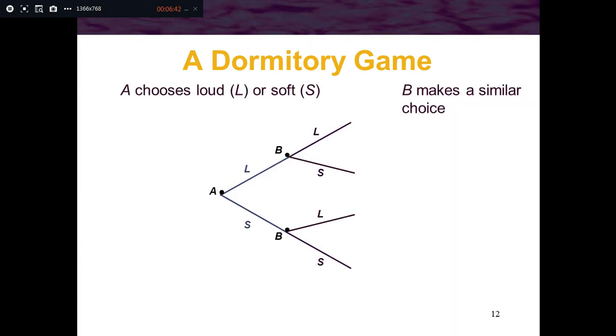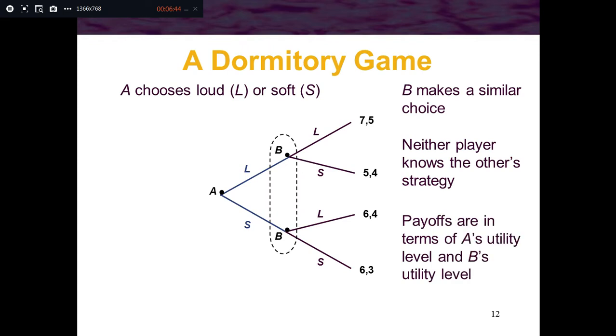Assume that student A plays music loudly, then student B may want to also play loudly or play softly. If student A plays loudly and B also plays loudly, they equally get utility of 7.5.